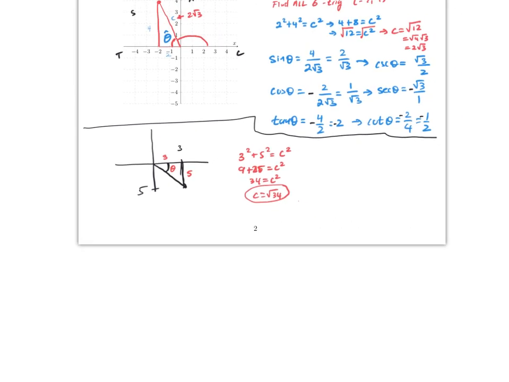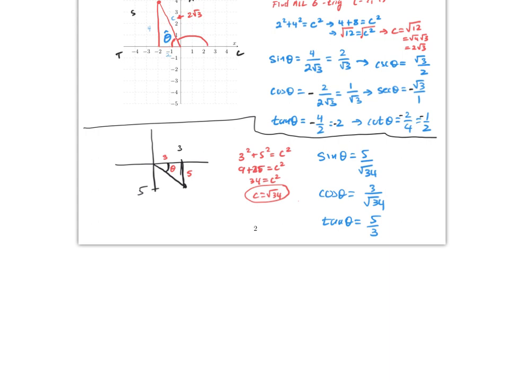So now let's just do a calculus then here. So therefore sine will be the opposite over the hypotenuse. So the opposite is 5 and the hypotenuse is radical 34. That's it. Cosine will be 3 over radical 34. Why? Because this is the adjacent and this is the hypotenuse, which is this. And obviously tangent is equals to just 5 over 3.